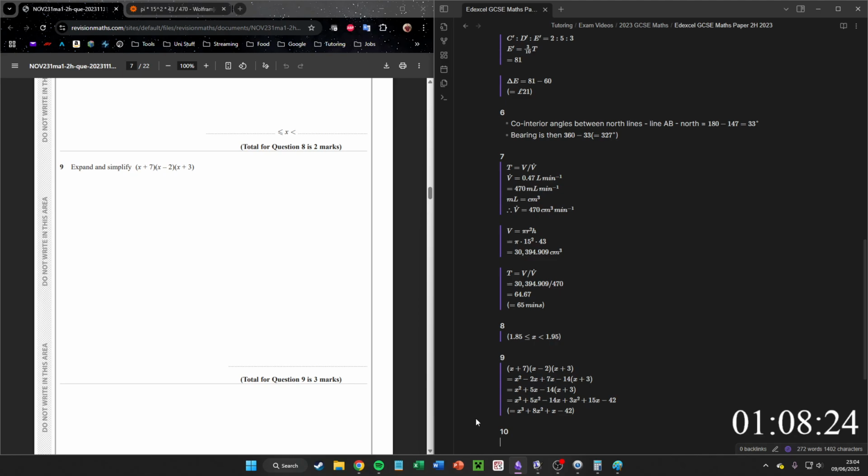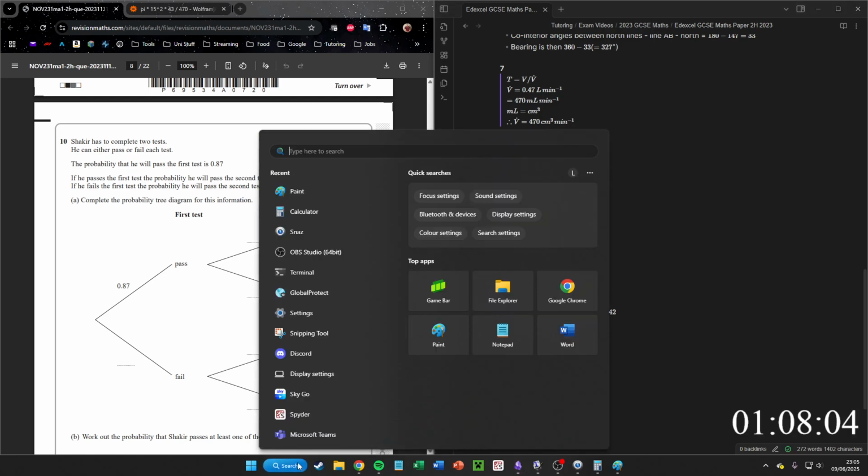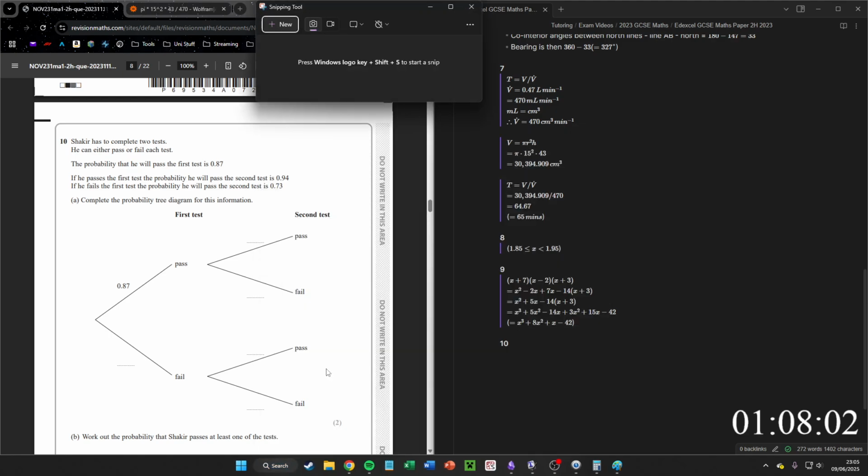And I think I'm less than halfway into the paper as far as I can tell. Shakir has to complete 2 tests. You can either pass or fail each test. The probability that he will pass the first test is 0.87. If he passes the first test, the probability that he will pass the second test is 0.94. If he fails the first test, the probability that he passes the second test is 0.73. And it's asking me to complete the probability tree diagram.